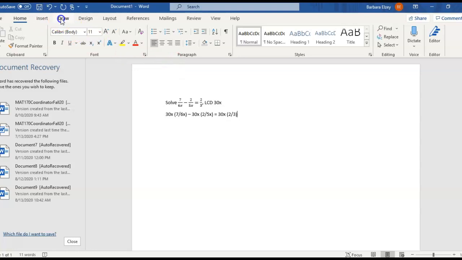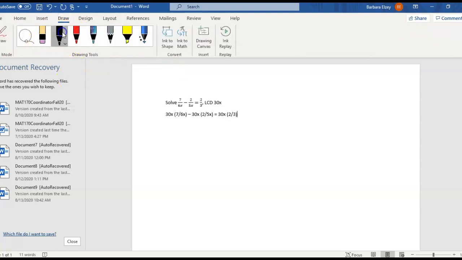Now, let's go through and we're going to use our rules from fraction multiplication, and we're going to cross cancel. So let's notice 6x goes into itself once and into 30x 5 times. And 5x goes into itself once and into 30x 6 times. And then 3 goes into itself once and into 30x 10 times. We still have the x there.